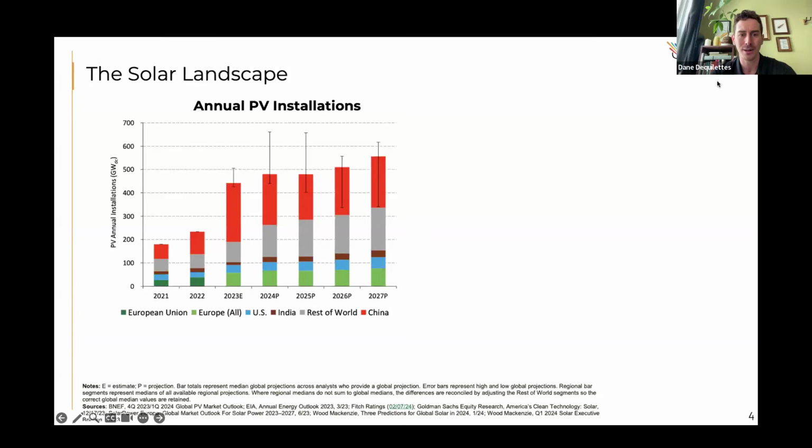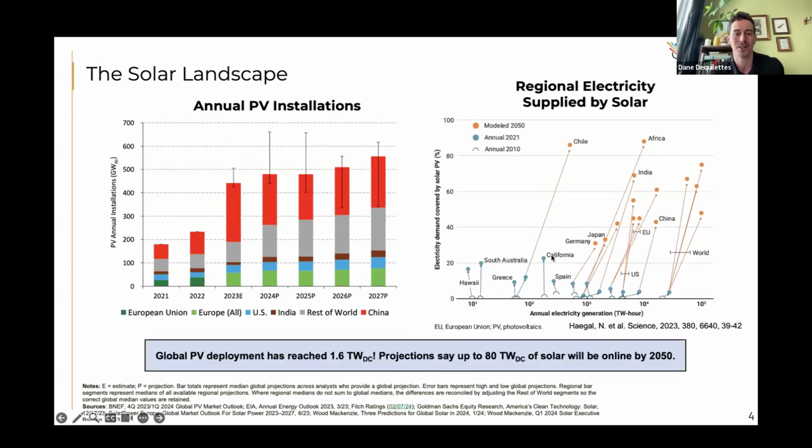A lot of these graphs can be found in some of that slide deck, but I'm also generating some of my own slides here. Just highlighting this last year, we had about 440 gigawatts DC of solar installed globally. That's really exciting, with huge year-on-year growth. This graph also shows projections of how much solar is going to be installed in subsequent years. We're continuing to expand, and we have recently reached about 1.6 terawatts DC globally.